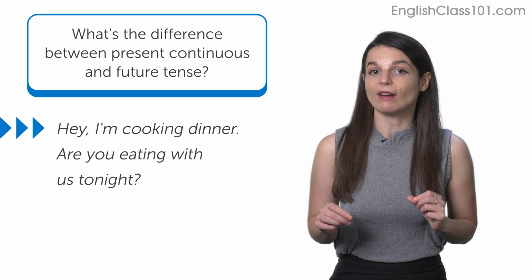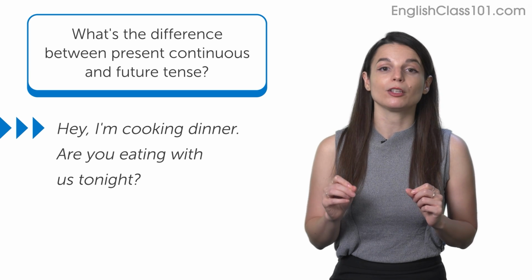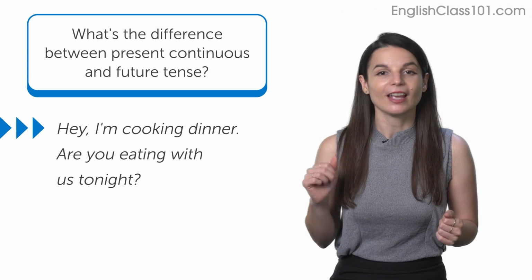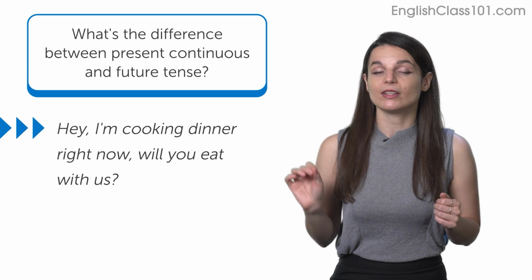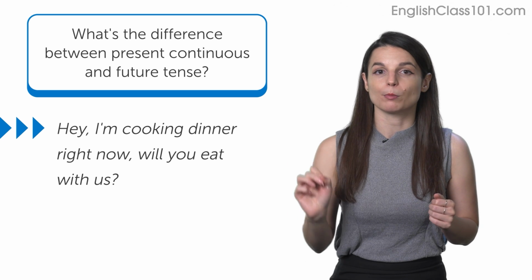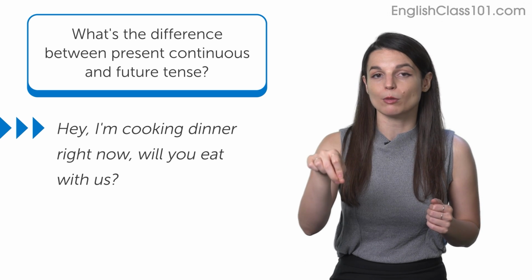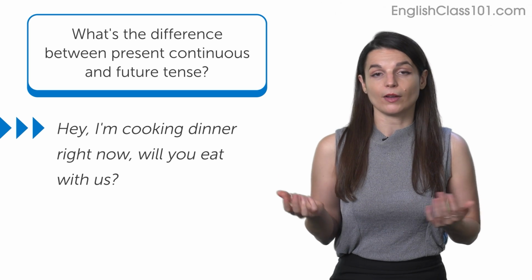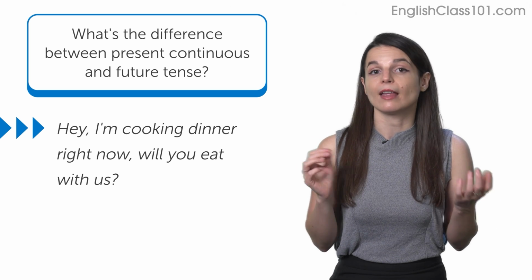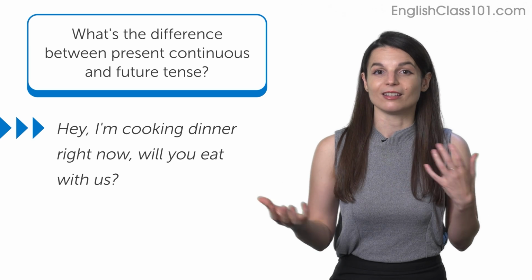However, if you want to invite someone in the moment, you might use something like this to do that. "Hey, I'm cooking dinner right now. Will you eat with us?" That sounds like an invitation that happens in the moment. The person is getting the information in the moment and making a decision in the moment. So this is another example of how you might use continuous and that will future form in different ways.